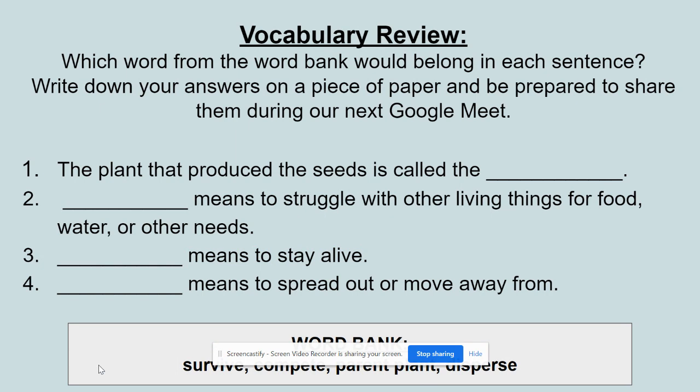Finally, complete this vocabulary review page. This has the vocabulary words that we discussed, and there's a word bank at the bottom. You can write your answers on a piece of paper, and we'll share them during our next Google Meet and talk about it. Or if you'd like, you can also add just the words in order to your Seesaw journal. Or you can take a picture of it and post it in Seesaw that way.